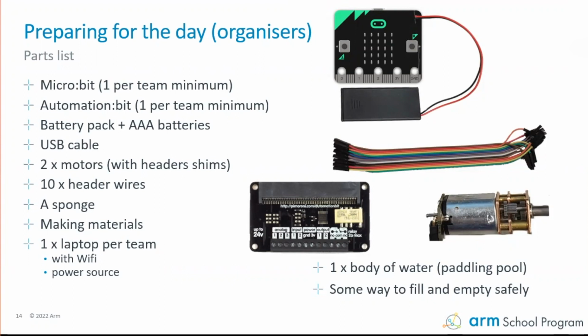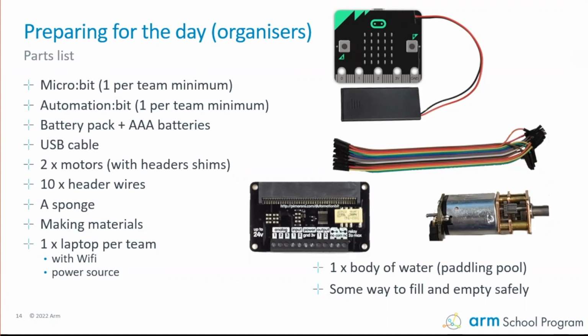And when the connections come loose when it's moving around, it just makes the entire experience a little bit awkward. So it's worth spending an extra couple of pence to make sure that the motors have those shims on it. That's an issue that we experienced previously. They also need at least one microbit per team, but if you're giving each student a microbit, that covers that sufficiently. Obviously, you need the battery pack, and you need the USB cable for their laptops.